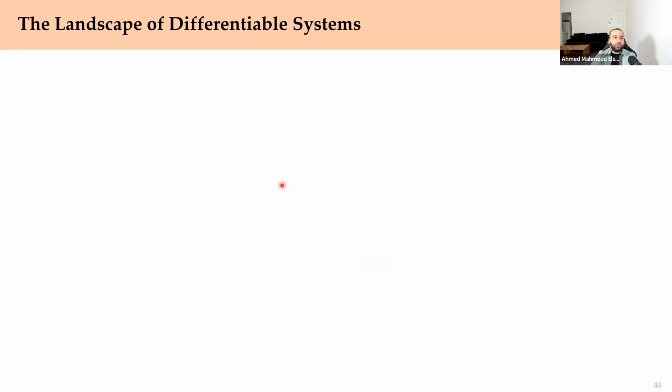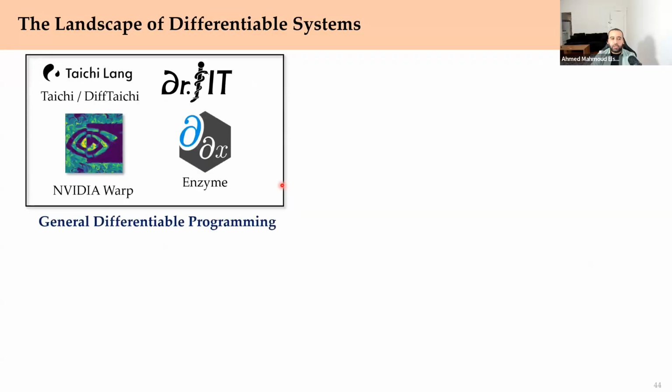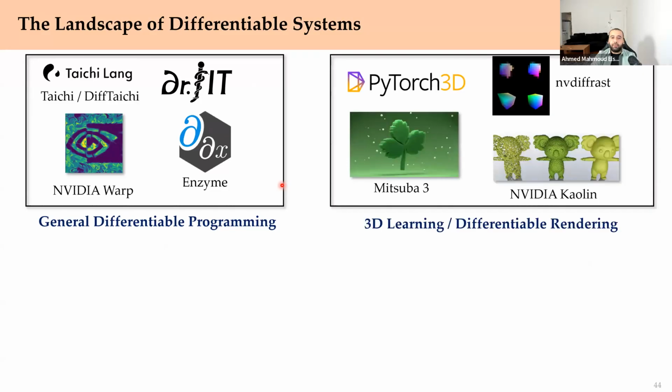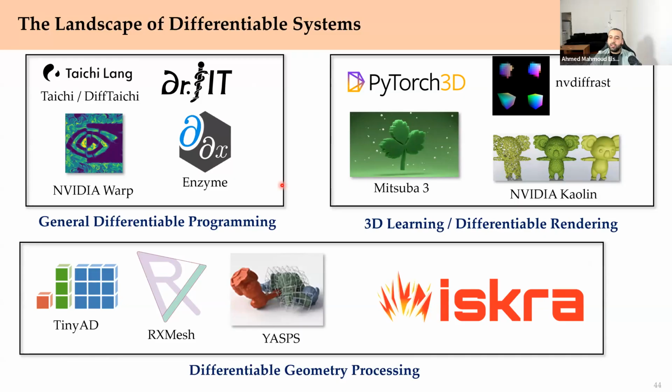I just want to say that all that we did so far is basically one piece of this big landscape of differentiable systems, which is, I think, exciting and growing. There is a lot of work in this domain. We have general differentiable programming systems, maybe for simulation and rendering. We have systems for 3D learning and again differentiable rendering. And we have very few of them that started with TinyAD, which was presented, I think, at SGP in 2022 and won the Best Paper Award. After this, we have a couple of systems like RXMesh, Iskra, and Space, which I think will all be presented at SIGGRAPH this year.